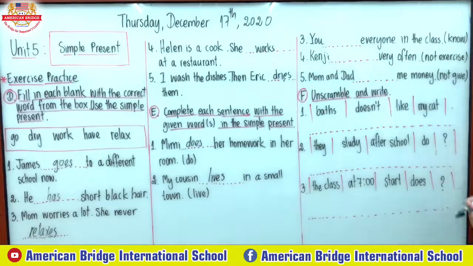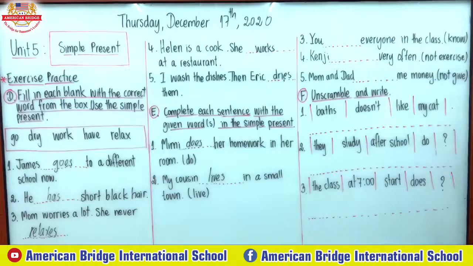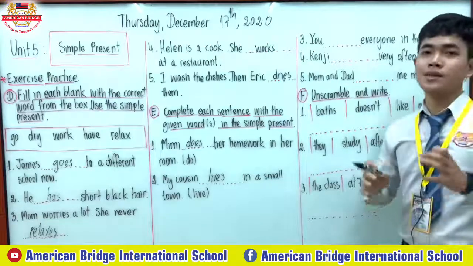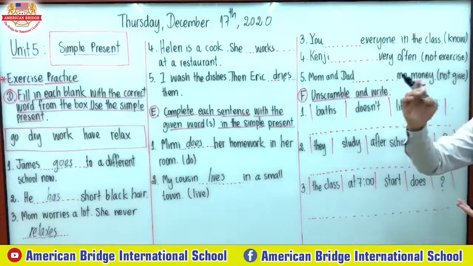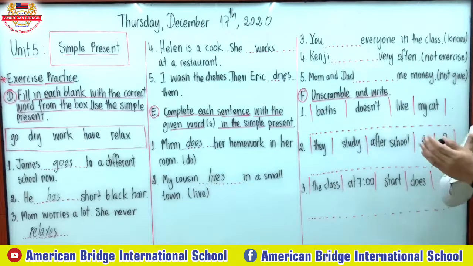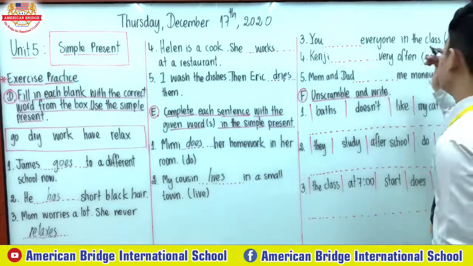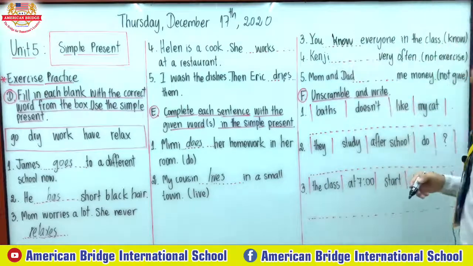So number 3, you. Everyone in the class. You know, right? So you is not a third person singular subject. So any verb that is used with that subject, we still keep the original form, right? Okay, so you know. You know everyone in the class.